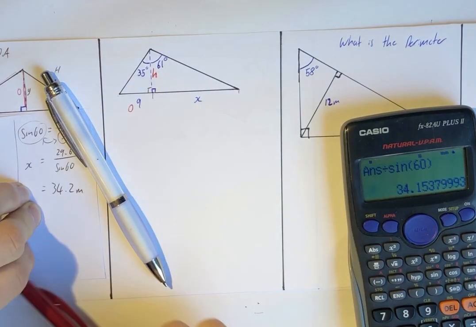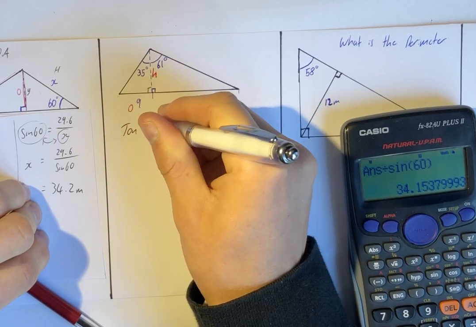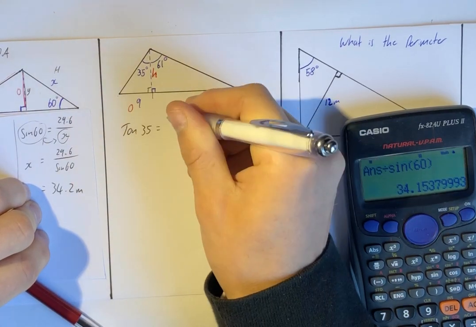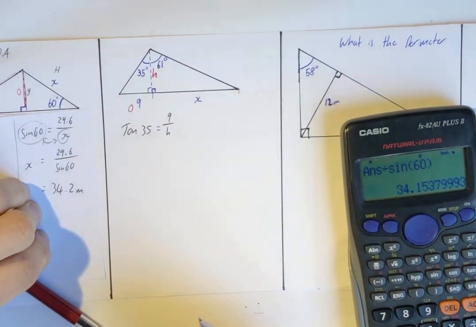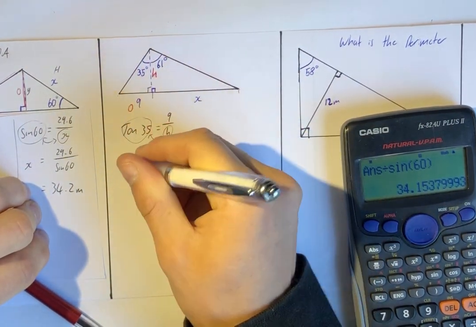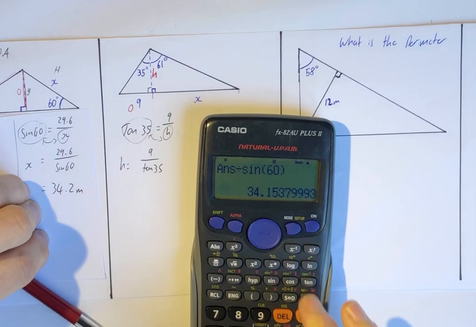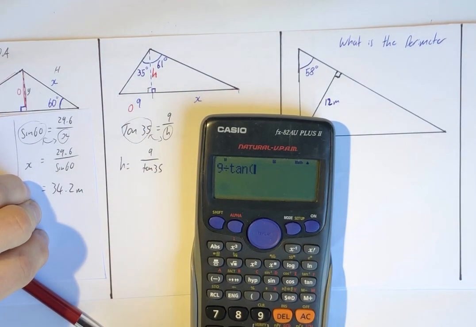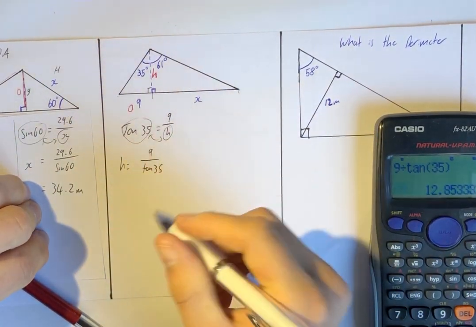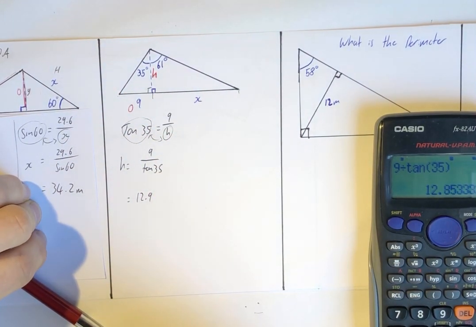So in my mnemonic, I'm working with O and A, and so it's tan. So if I take tangent of 35 degrees, that's going to be equal to O over unknown, so that's 9 over h for the height of the triangle. My unknown is on the bottom, so I can switch those. H is 9 over tan 35, so 9 divided by tangent of 35 gives us 12.9, and there's no units on this one, so 12.9 is the height of this triangle.